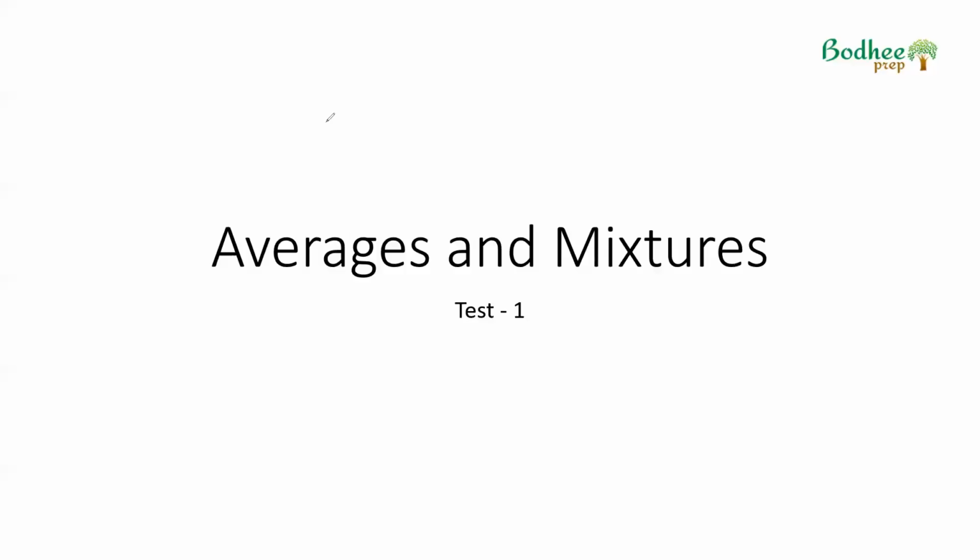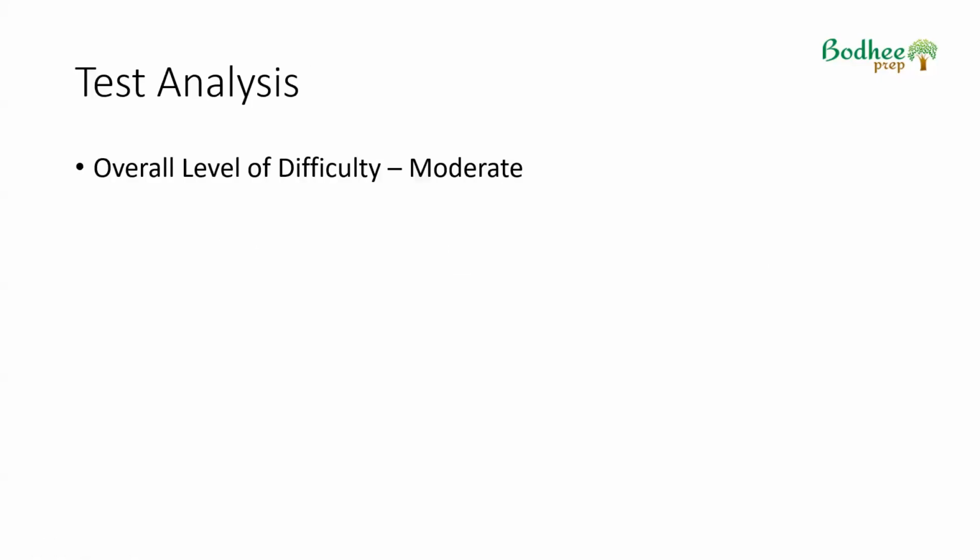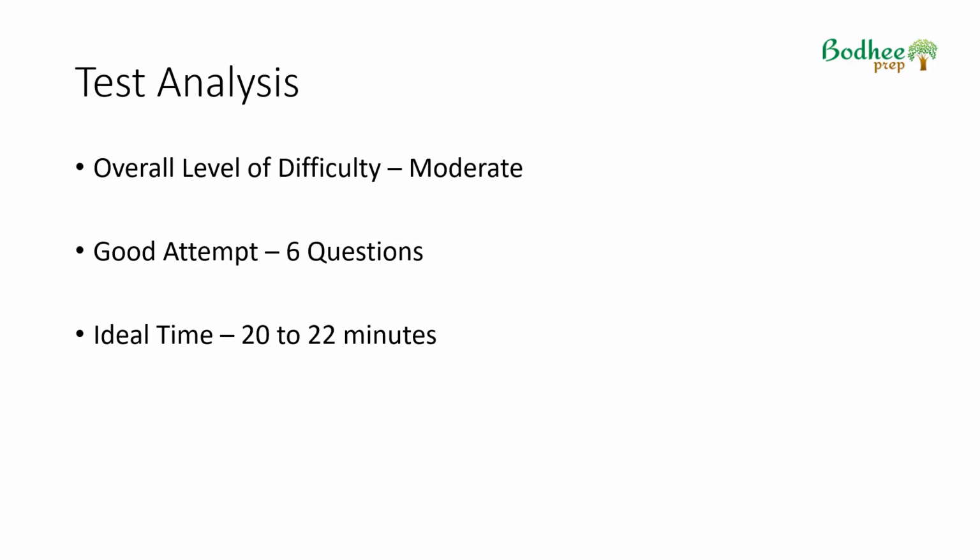This is the averages mixtures test 1. Now, if we look at the overall test, this test in terms of level of difficulty would be about moderate. The number of questions out of 10 that would be called a good attempt in this test would be about 6. And the ideal time to finish this test should be somewhere around 20 to 22 minutes.